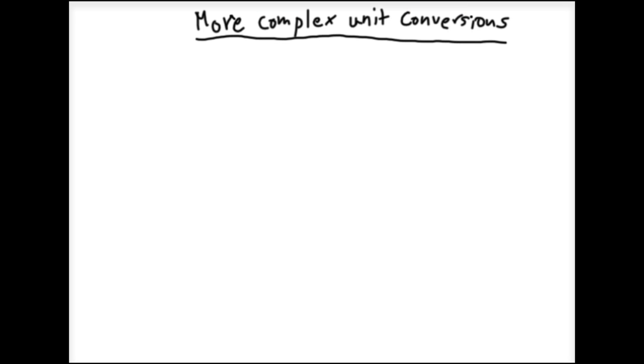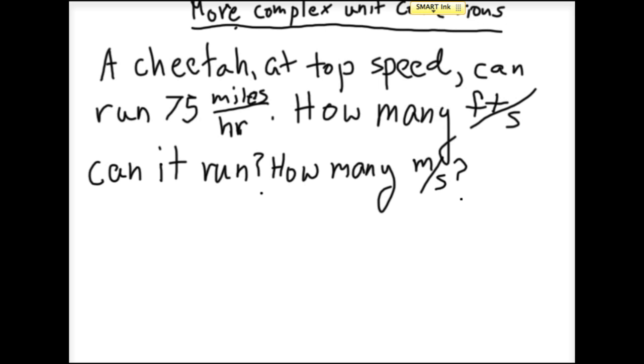Now I want to discuss slightly more complex unit conversions, particularly those that involve distance and time. A cheetah at top speed can run 75 miles per hour. We want to find out how many feet per second it can run and also how many meters per second it can run. So these are some of the abbreviations that we use. FT for feet, M for meters. MPH is often used for miles per hour.